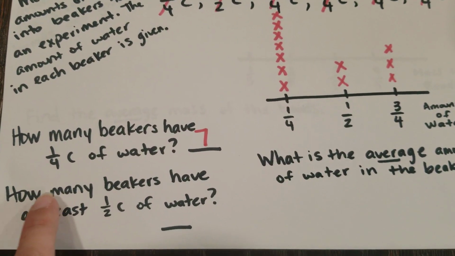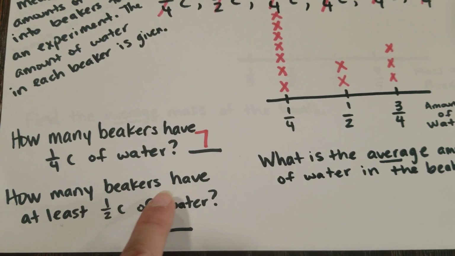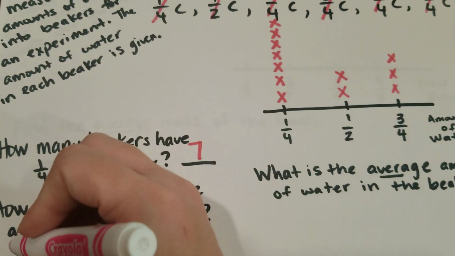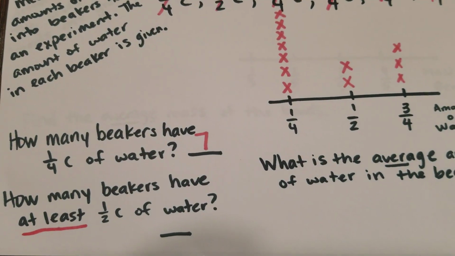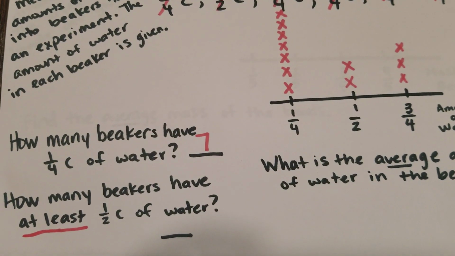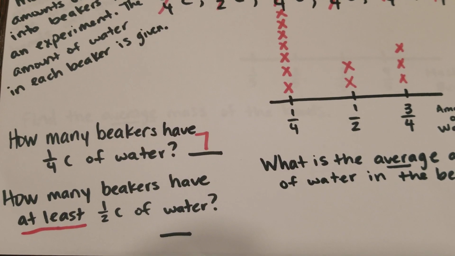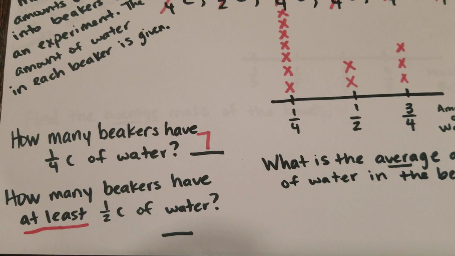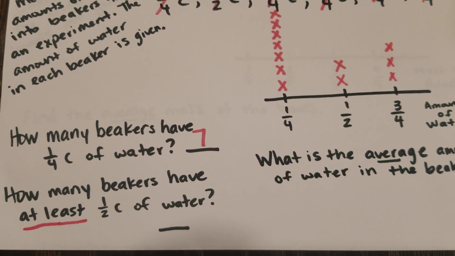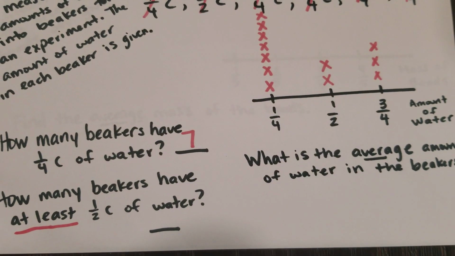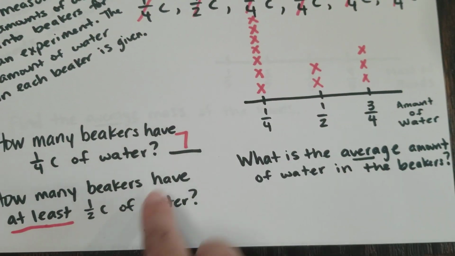Here's another question. How many beakers have at least 1/2 cup of water? Now here's a really interesting phrase, at least, okay? At least 1/2 cup means that it has 1/2 cup or more, okay? At least 1/2 cup means that that's the least it could be, okay? If it has 1/4 cup of water, that's not enough for this question.